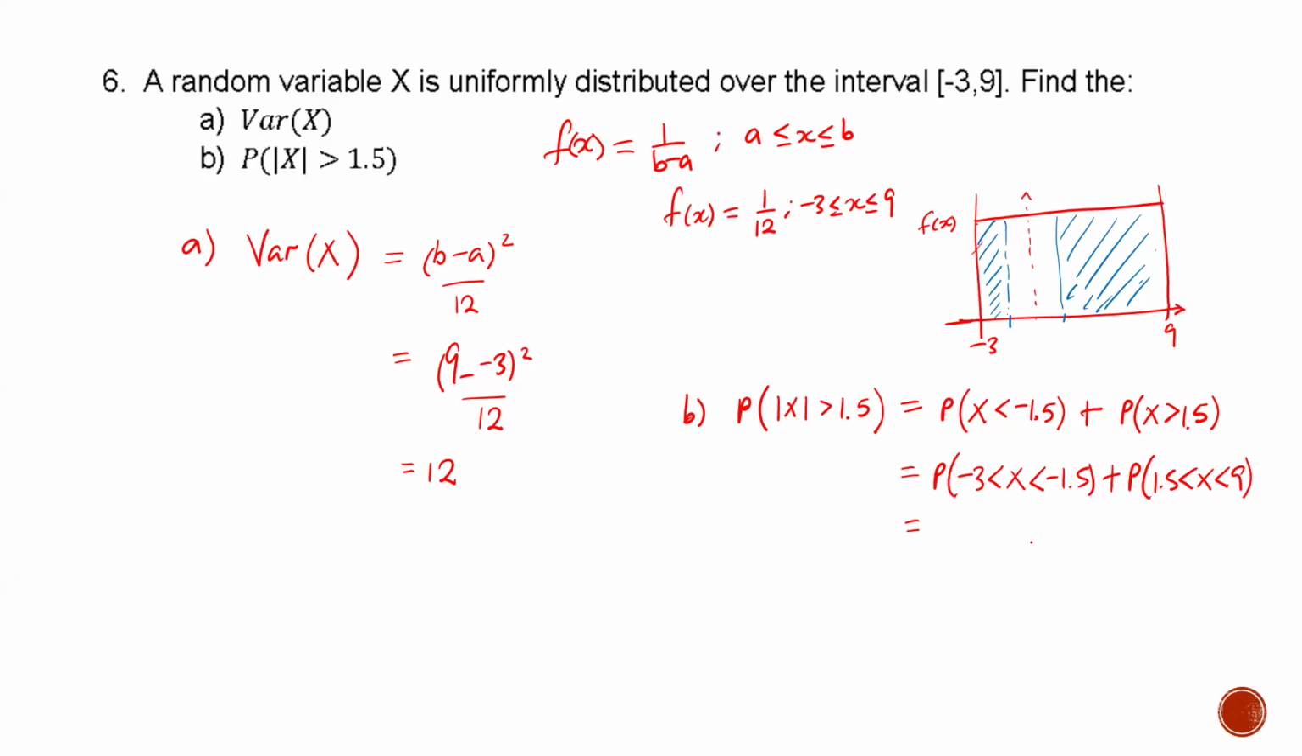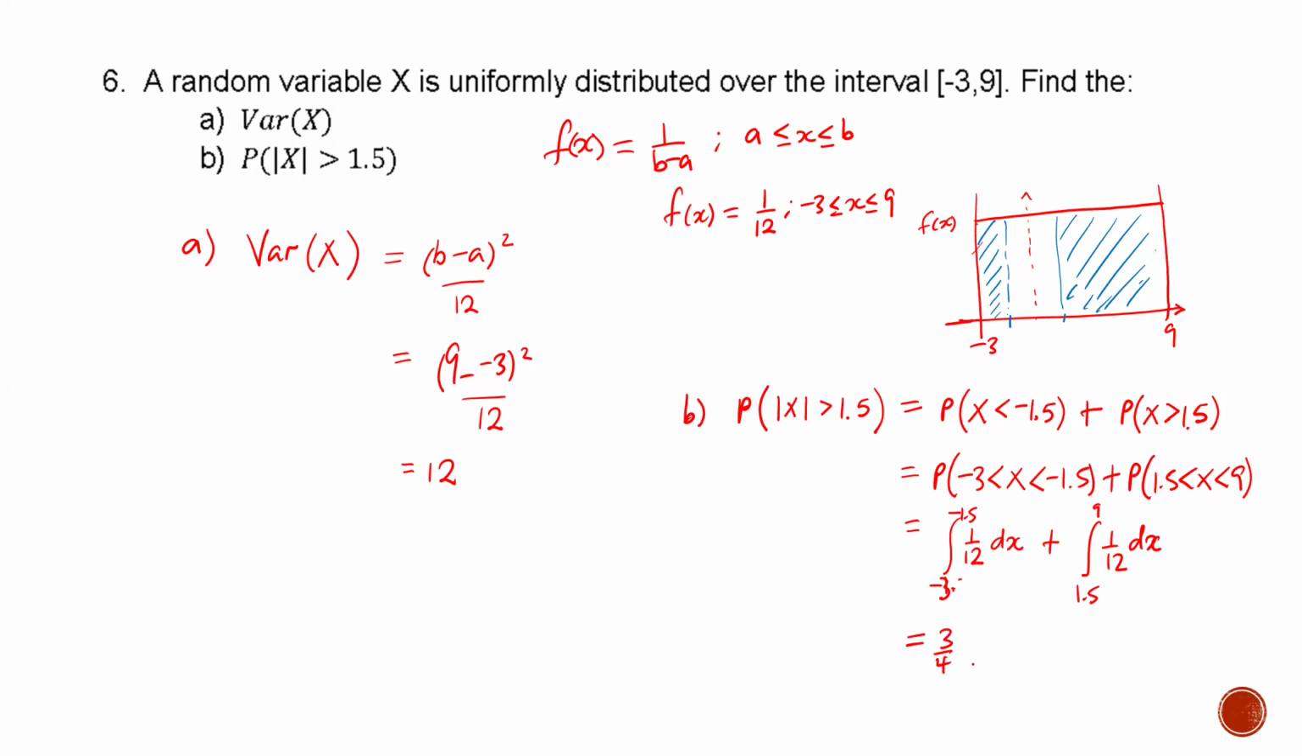Now for continuous random variables, you know that this should be the integral from -3 to -1.5 of the function, which is 1 out of 12, with respect to x. If you're in S5, don't worry about this. Plus the integral from 1.5 to 9 of 1 out of 12 with respect to x. And when you calculate this, you should get 3 out of 4.